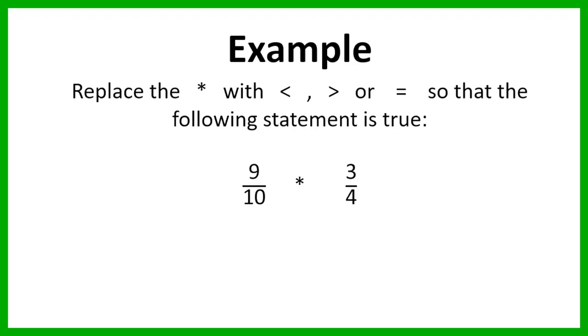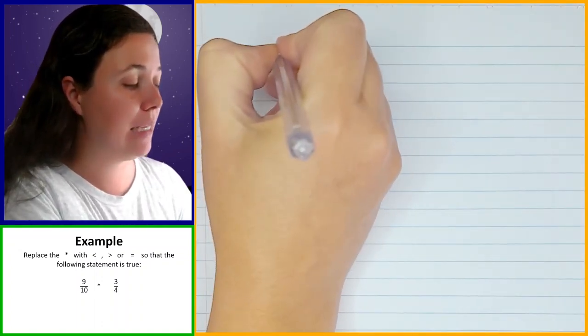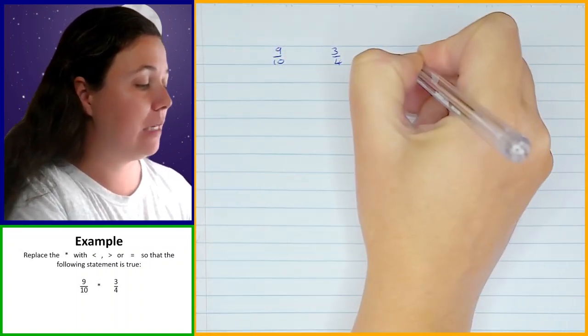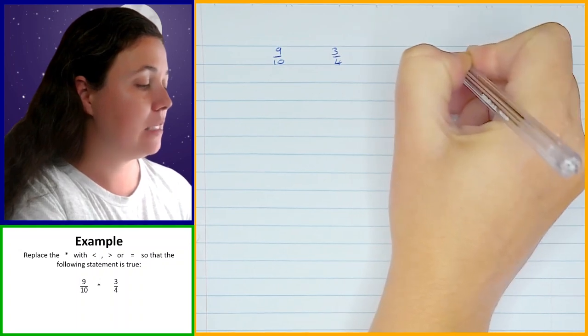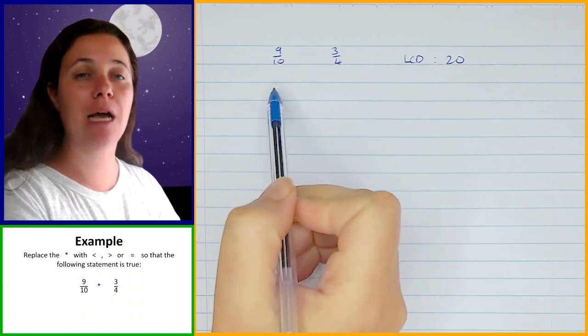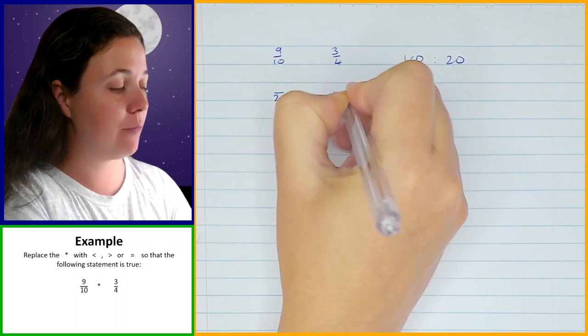Okay, now if you didn't realize that it's 20, if you used 40, it would still work. You'd still be able to compare the fractions. It just means that you would be working with bigger numbers in your fractions. Okay, so you can still do that and it would still work. But over here I've got 9 over 10 and 3 over 4, and I know that my LCD is 20. Okay, so I'm going to make sure that both of these fractions now have the denominator 20. So I'm going to change this to something over 20 and this to something over 20.